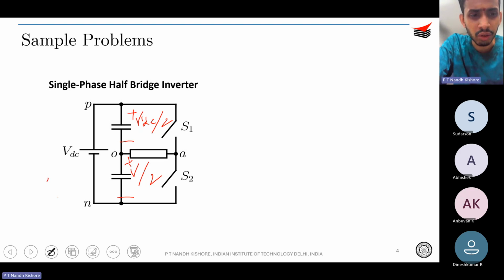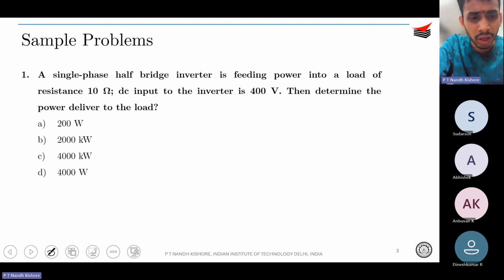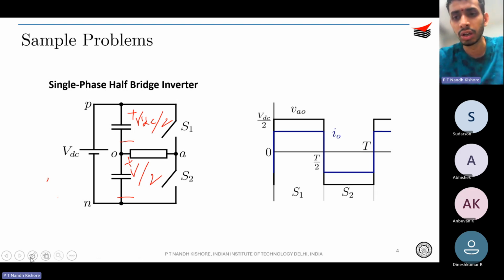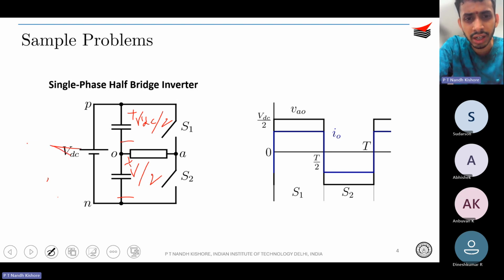Since it's a resistive load, the current is exactly going to follow your voltage. So the current waveform is also going to be a square wave. With this available information, you know VAO and you know IO, so from this you can determine the power. Power is simply the multiplication of voltage and current, correct? Sorry for that.